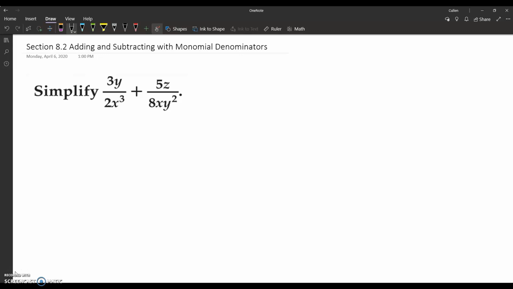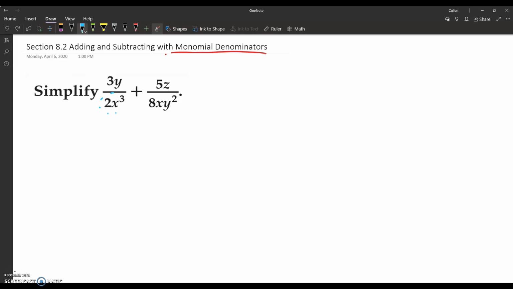And what we're doing today, we're going to add and subtract with what's called monomial denominators. All that means is that our denominators are not polynomials. What is good about that is it means that you don't have to factor your denominators, which we will be doing later. But what's bad about that is the denominators can look really scary. You see our two denominators here. We've got 2x to the third, and we got 8xy squared. It looks very, very intimidating, but we're going to talk about how you can add and subtract these things.